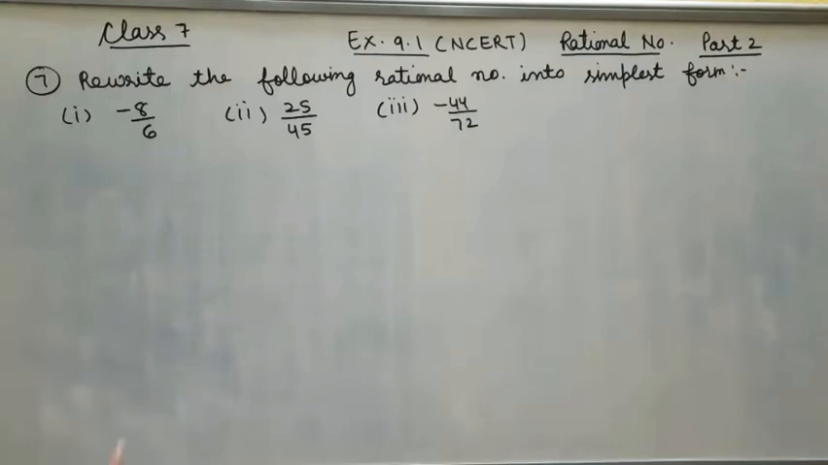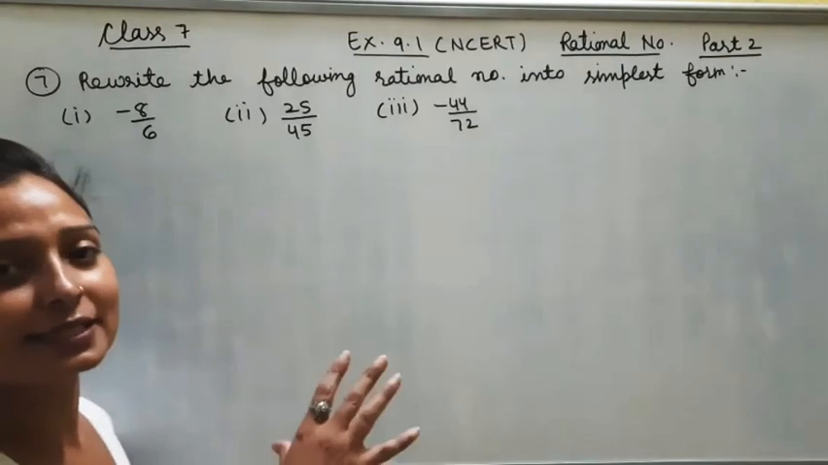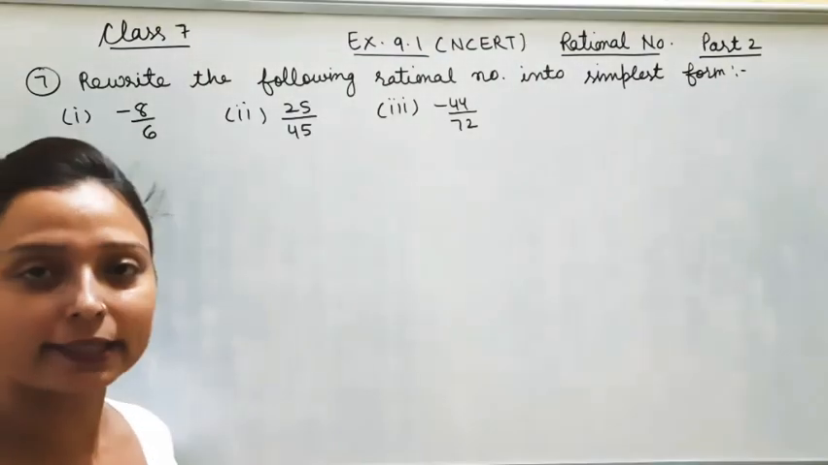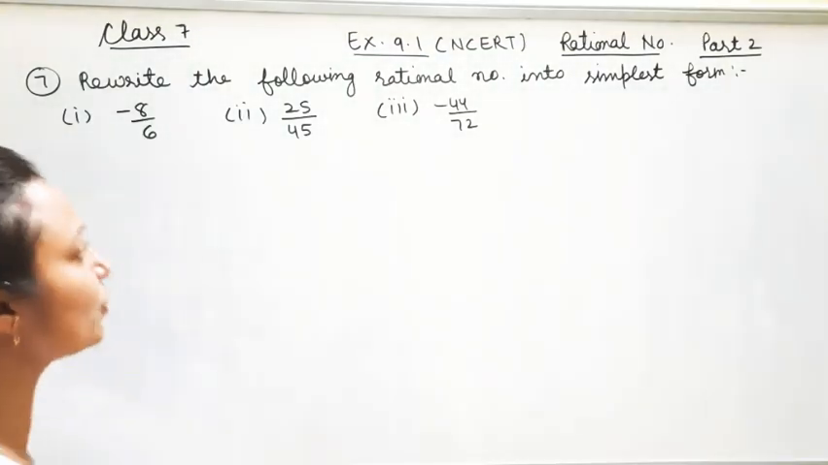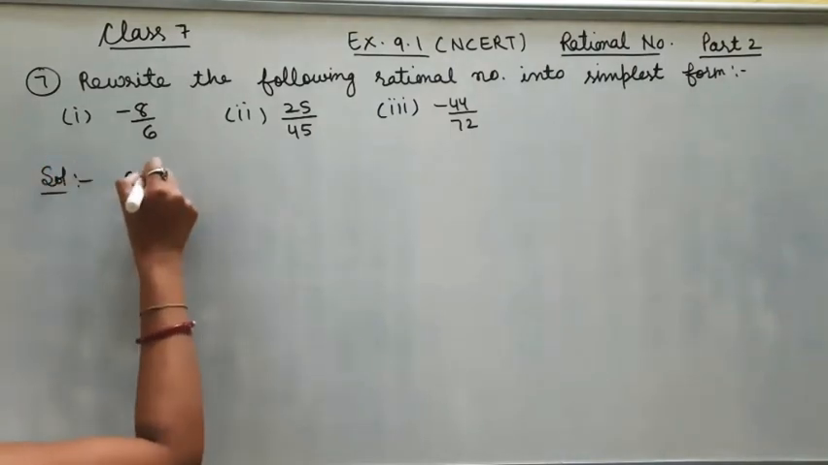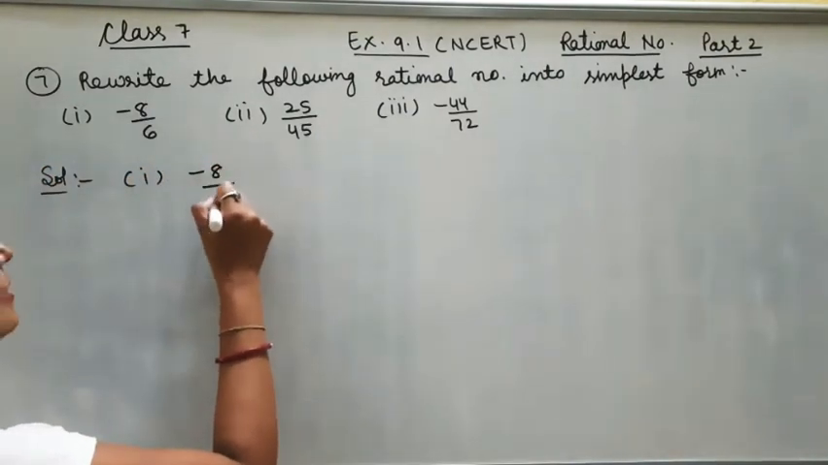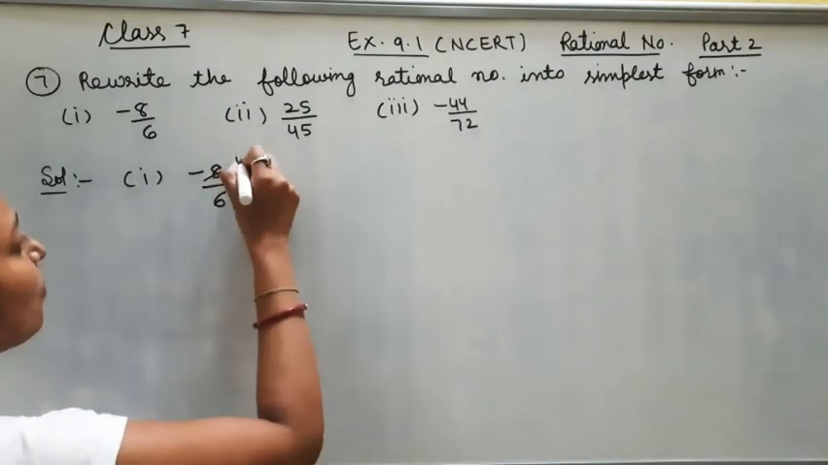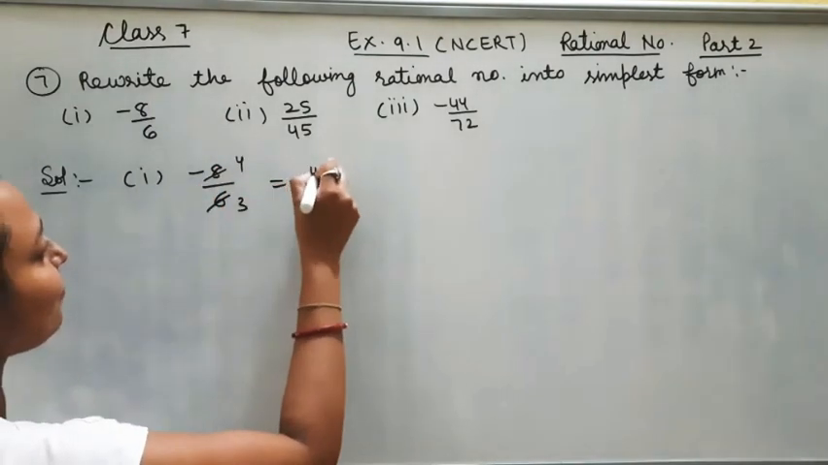Now convert the following into the simplest form. It means you have to cancel it out using a table and convert it into the shortest form. That is how you can solve it. First, minus 8 by 6. This is cancelled by the table of 2. 4 and 3. This is minus 4 by 3.